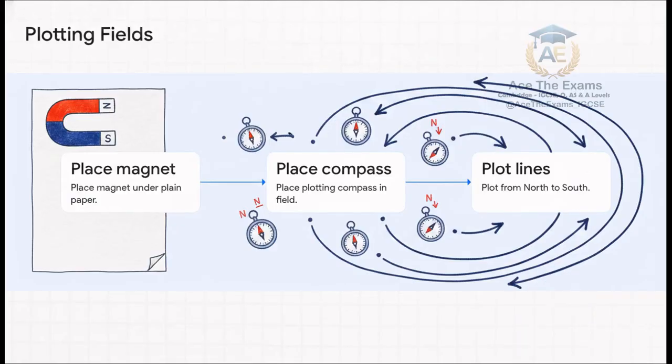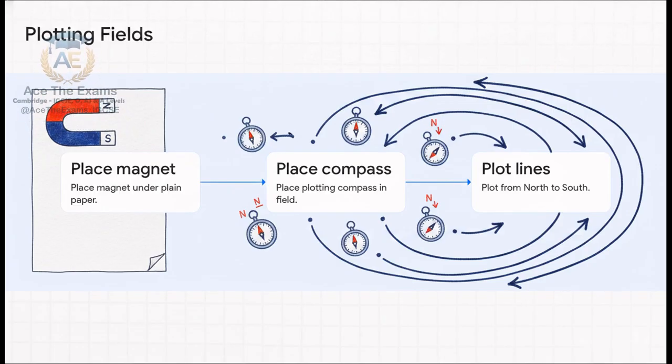Now, while iron filings are great for a quick visual, if we want to accurately map these forces in a lab, we have to be a bit more precise. We use a small plotting compass. The process is pretty straightforward. Place the compass in the field, mark a dot at the tip of the needle, move the tail of the compass to that dot, and just keep repeating. This lets us trace the exact path of the magnetic field lines.